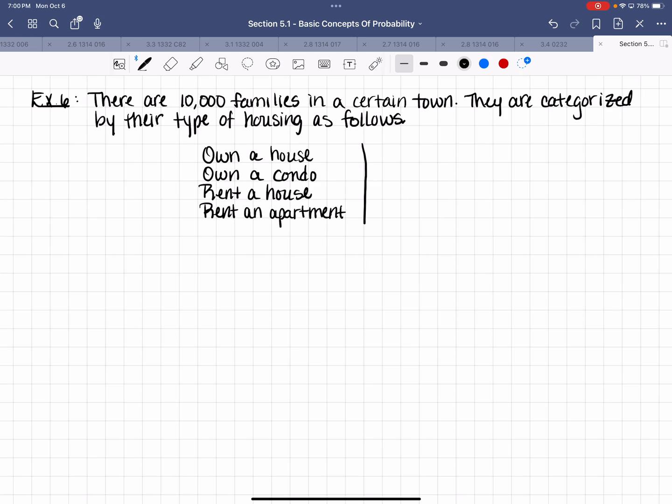Now, let's talk about how many people do that. So, there are 4,753 families that own a house, okay? There's 1,478 families that own a condo. There are 912 families that rent a house, and there are 2,857 families that rent an apartment.